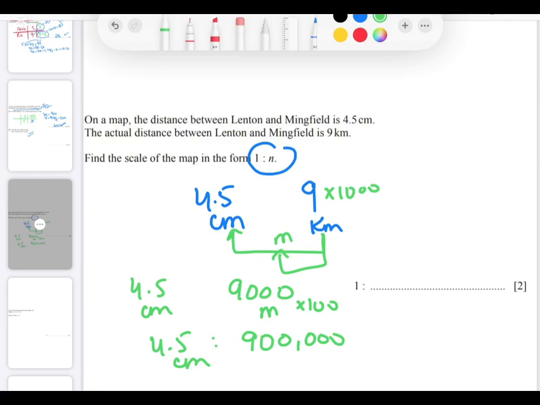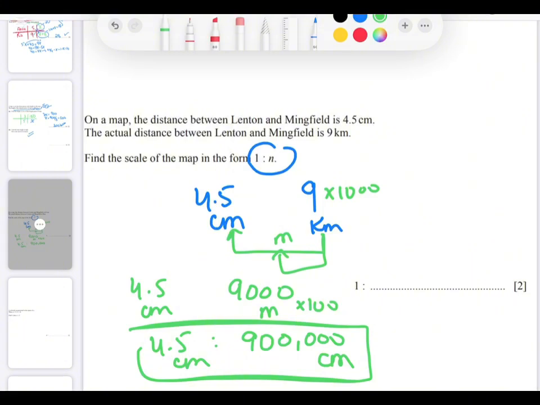So now how can we solve this one? Both have become the same unit. Now they want the answer in the ratio 1:n, so I have to make this value 1. So how do we make this value 1? Divide both ratio values by 4.5 like this.